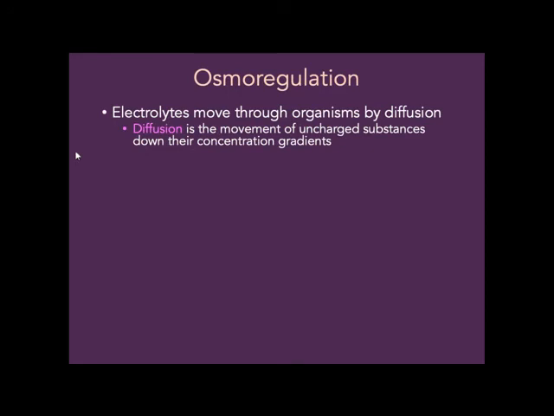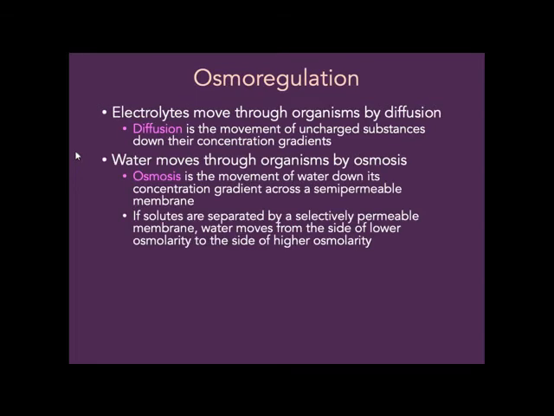All right, so electrolytes move through organisms by diffusion, right? So this is a passive process in which the movement of substances goes down their concentration gradients. So help me remember, what does it mean if something moves down its concentration gradient? Oh yeah, it means when it goes from where there's more of something to where there's less of something. Good job, Bird. All right, so that's what diffusion means.